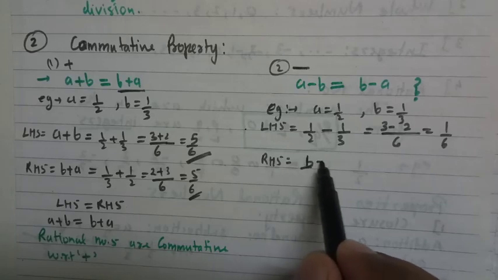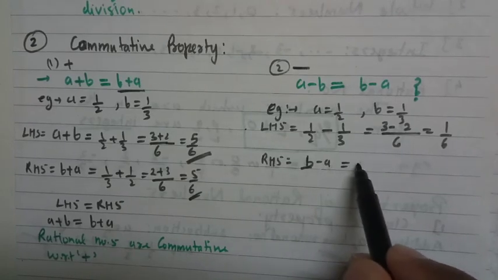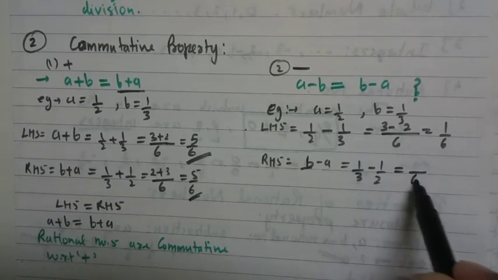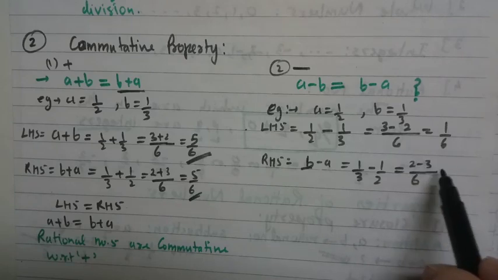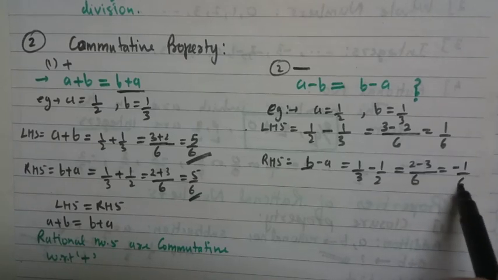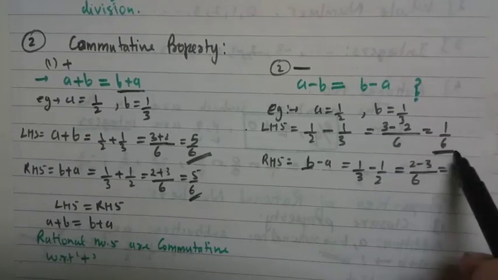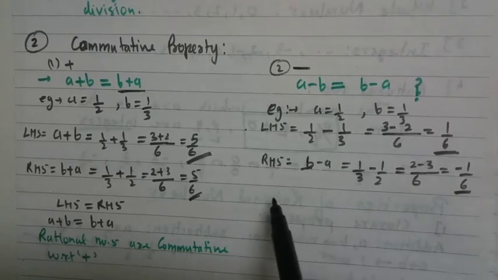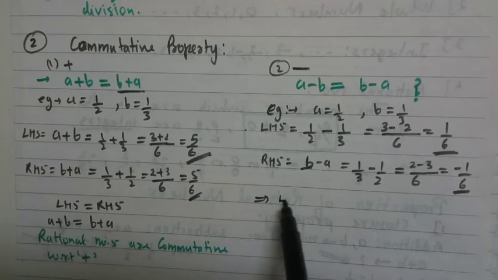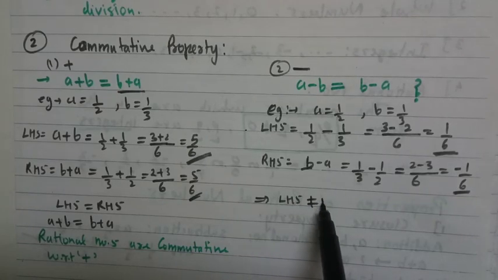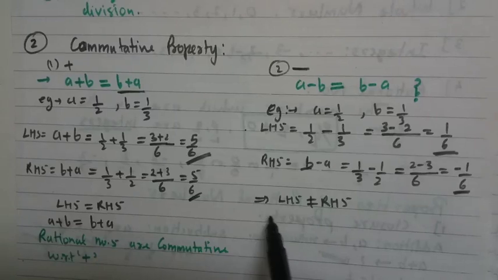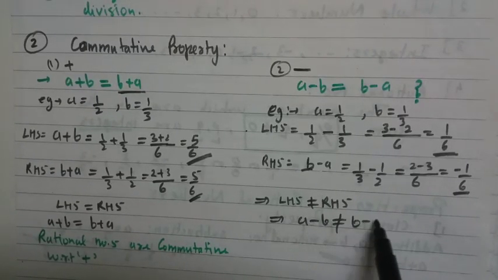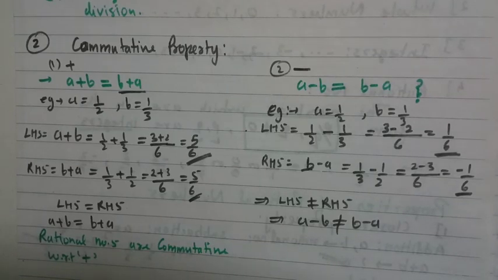Now talk about the right hand side. The right hand side will be b minus a, so simply it will be 1 by 3 minus 1 by 2. The LCM is 6, so this will be 2 minus 3, which is coming out to minus 1 by 6. Here you are getting 1 by 6, here you are getting minus 1 by 6, so both are not equal. So what I can say from here is that the left hand side is not equal to the right hand side. This implies that a minus b is not the same as b minus a.